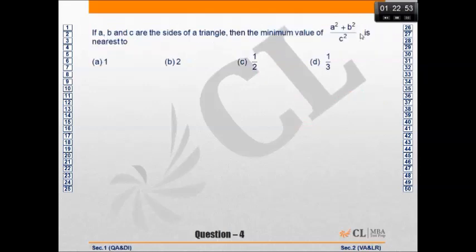A, B, C are sides of a triangle, then what is the minimum value nearest to? So what is the smallest triangle I can think of? If this is 2, then it has to be 1 plus 1. If this is 1, this has to be slightly more than 1. So if I say A and B are 1, 1, then 1 by 4, that means my answer should be greater than 1 by 4, I'll go with 1 by 3.